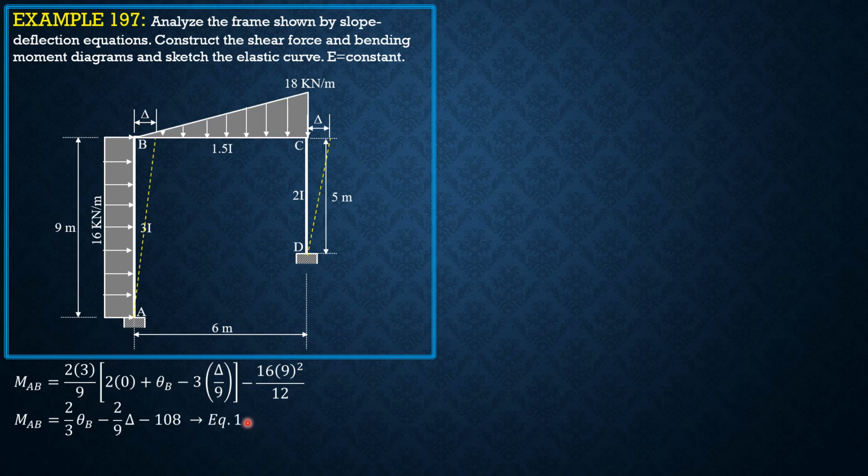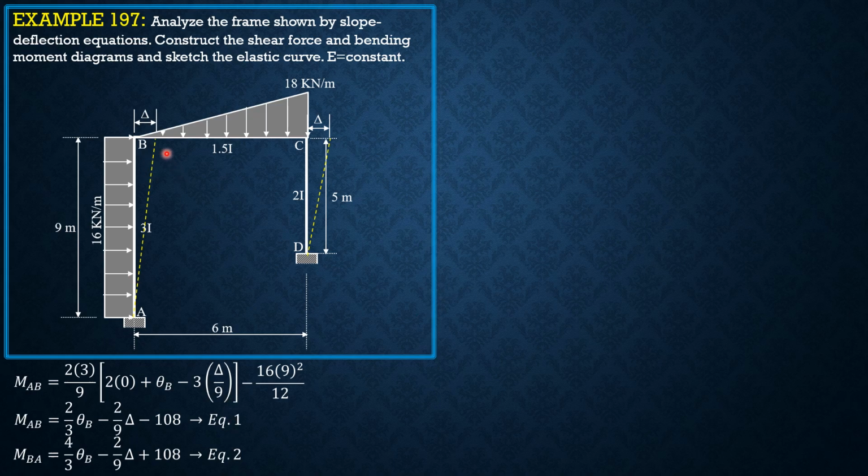Call that equation 1. By symmetry, we set up the equation MBA, so theta B will be doubled. So this becomes 4/3. So MBA equals 4/3 theta B minus 2 over 9 delta plus 108. By symmetry, the fixed moment at B, which is the right part, you just rotate the view, is positive.